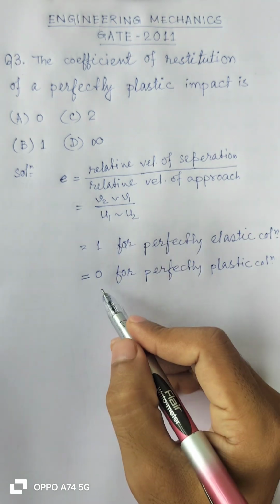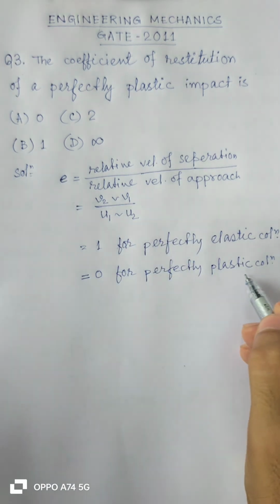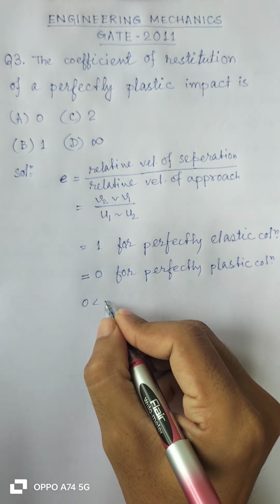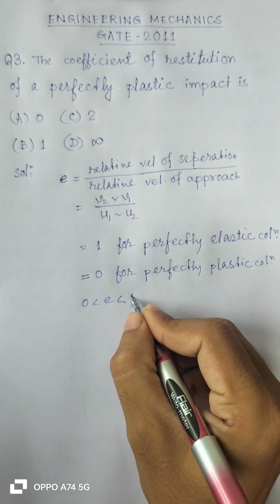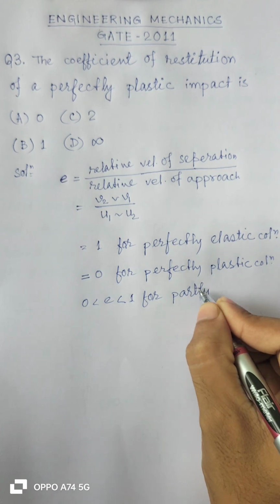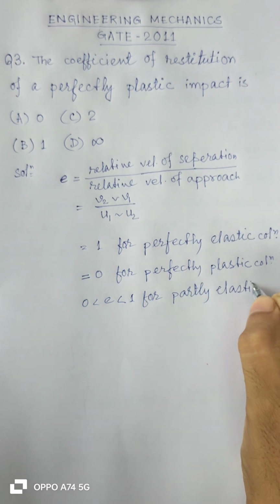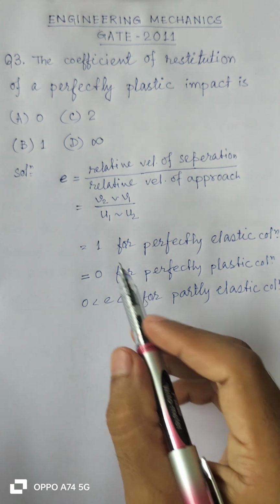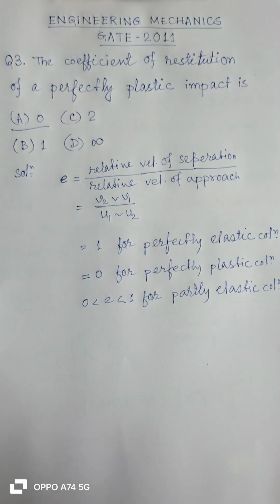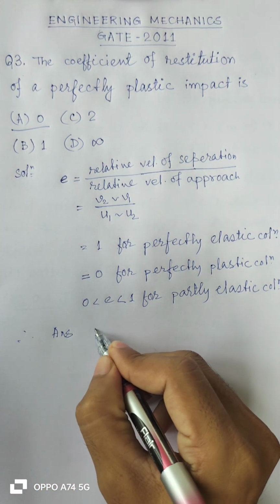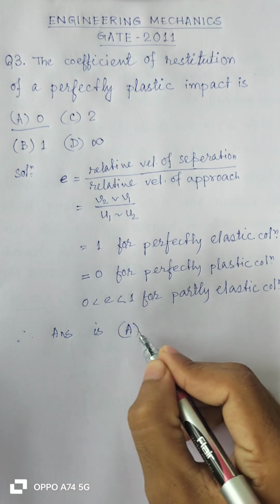So that's the reason the coefficient of restitution for perfectly plastic collision is 0, and it is in between 0 to 1 for partly elastic collision. So all the real life collisions are partly elastic collisions. Okay, so clearly the A is the answer of this question. Therefore, answer is A, 0.